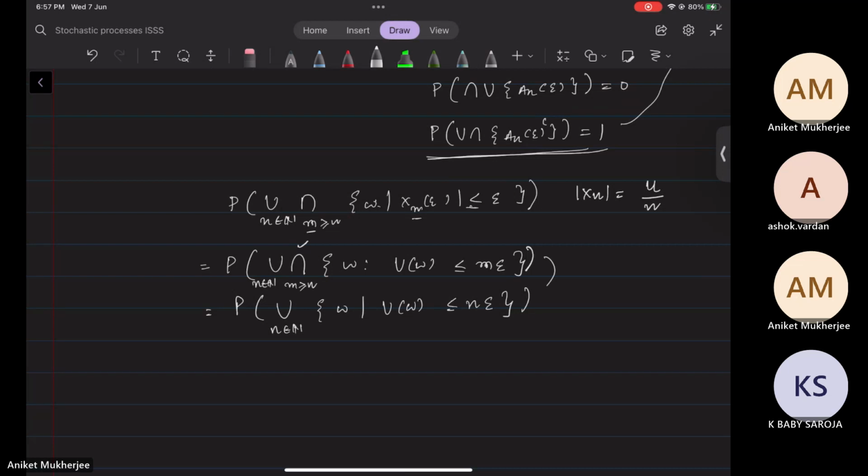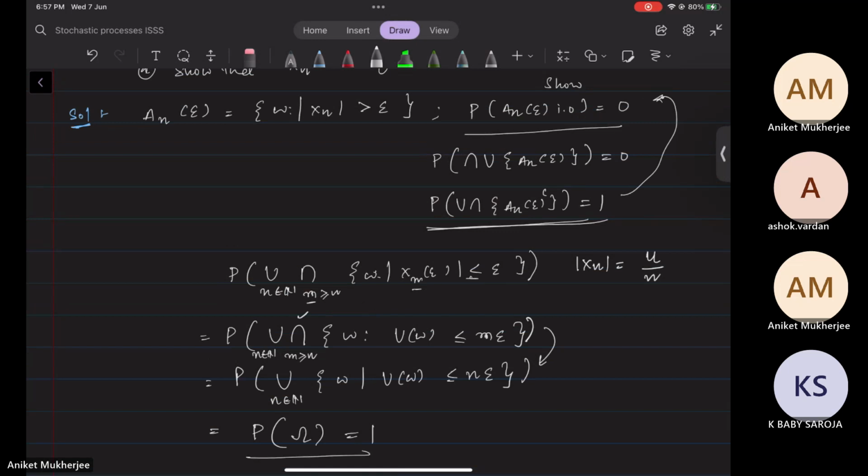How did I go from this step to this step? That you have understood, right? Yes, sir. Okay, then basically this is just the whole sample space, and this is one, because U is less than n epsilon. This is for all epsilon greater than 0, and n is a natural number, so you will take all values between 0 and 1. So this is the whole sample space, and you get this equal to 1.